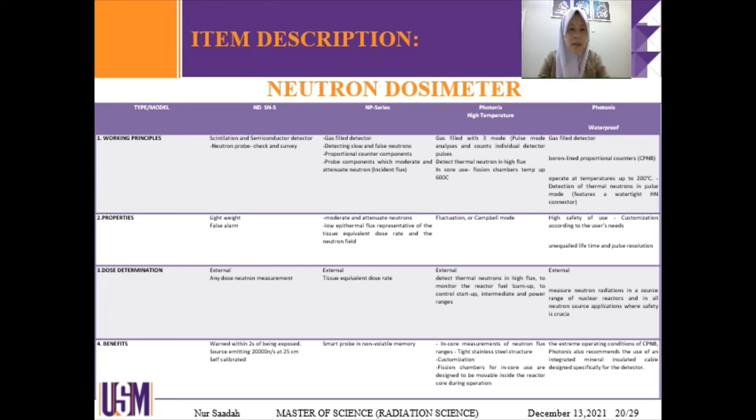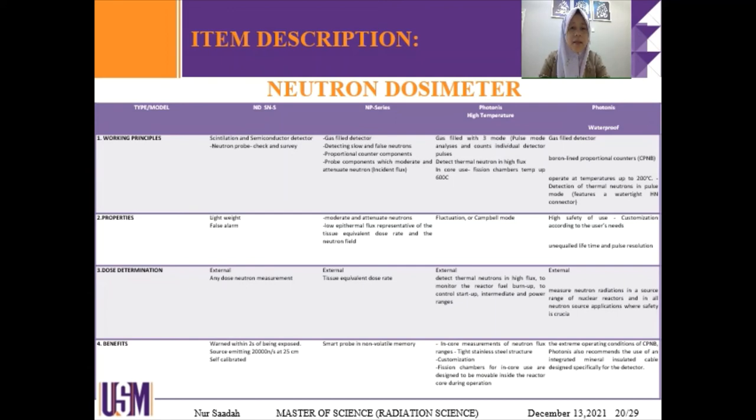For the NPCR detector, the properties are that it moderates and attenuates neutrons, with a low epithermal part, representative of the tissue equivalent dose rate in the neutron field. The working principle is a gas filled detector. It detects slow and fast neutrons, with a proportional counter component and a probe component which moderates and attenuates the neutron incident flux. The dose determination is for external and tissue equivalent dose rate, and the benefit is a smart probe with non-volatile memory.